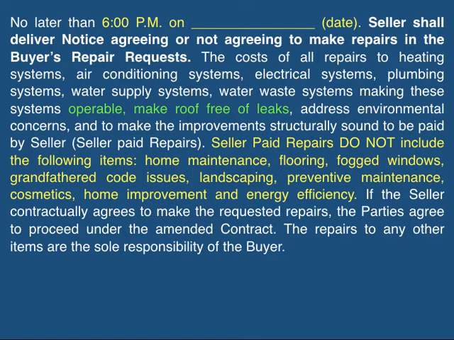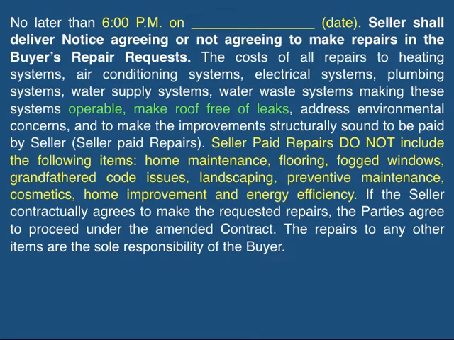The cost of all repairs to heating systems, air conditioning systems, electrical systems, plumbing systems, water supply systems, water waste systems, making these systems operable, making the roof free of leaks, address environmental concerns, and to make the improvement structurally sound, to be paid by the seller. These are called seller paid repairs. Specifically, seller paid repairs do not include the following items: home maintenance, flooring, fogged windows, grandfathered code issues, landscaping, preventive maintenance, cosmetics, home improvement, energy efficiency.